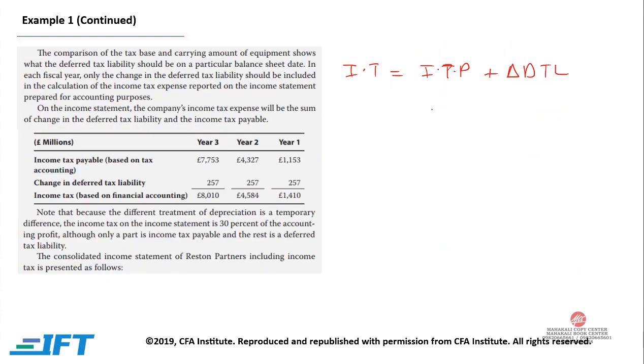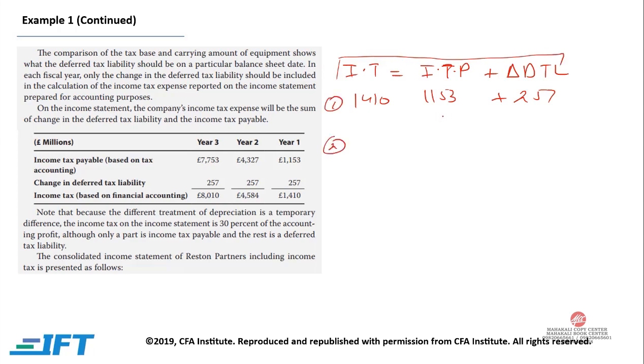Now your income tax payable was 1153 and the change in deferred tax liability was 257. So 1153 plus 257 equals 1410. This is again a very important formula. This is for your first year.